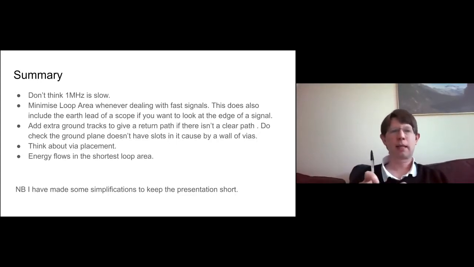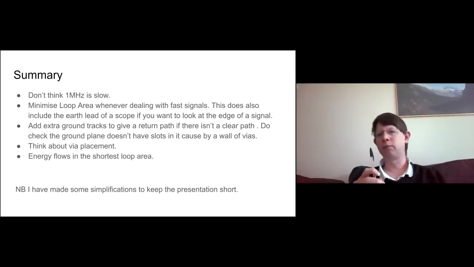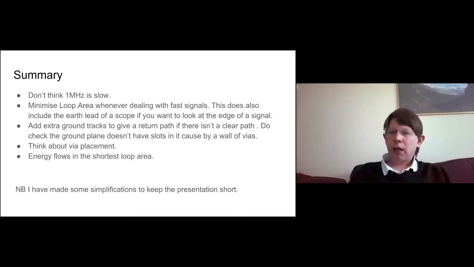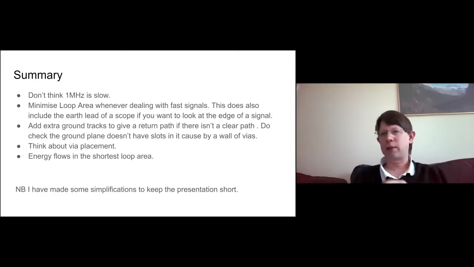You can add extra ground tracks if you have space to give you a return path. And that really helps. Think about the wire placement and try and keep the energy path as short as possible to keep your area as low as possible. Sorry, I muddled that up. I've made a few simplifications here just to keep the presentation short and quick. So there's lots of time for questions, and that's it.